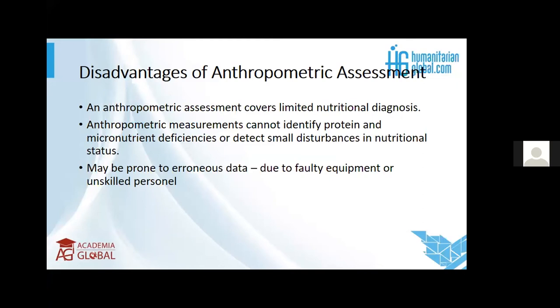It only covers limited nutrition diagnosis. It needs further information to back that up. And it cannot identify protein and micronutrient deficiencies or detect small disturbances of nutritional status. If you measure your anthropometric measurement, your height or weight, it might not give you specific information on what nutrient you are deficient in. It will just indicate that you are not within the range of the standard or reference measurements required, but it does not give you the real problem. Now, in circumstances where you do not have good equipment or the personnel is not very skilled, you may get erroneous data, which will have an impact on the rest of the nutrition care process. So those are the disadvantages.